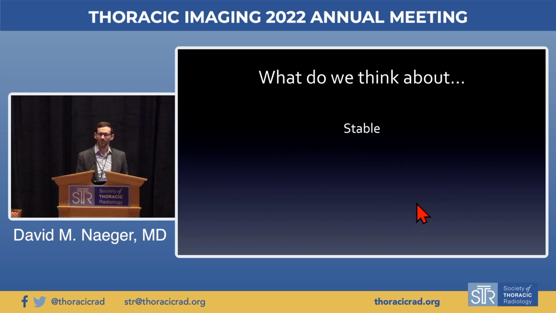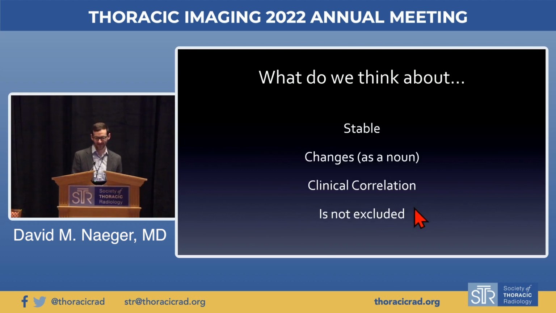Next, what do we think about some of these words? These are radiology classics for non-specific, right? Stable means two things in MSK. Changes means nothing, so let's use a real noun like fibrosis. Clinically correlate to what? And is not excluded usually means is a less likely possibility, so we can be clearer.